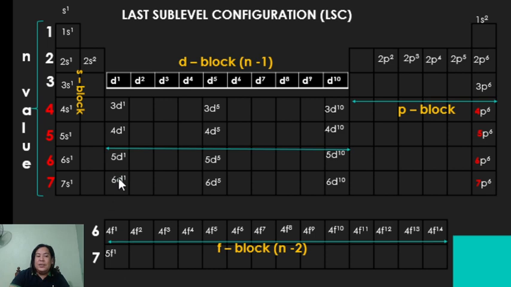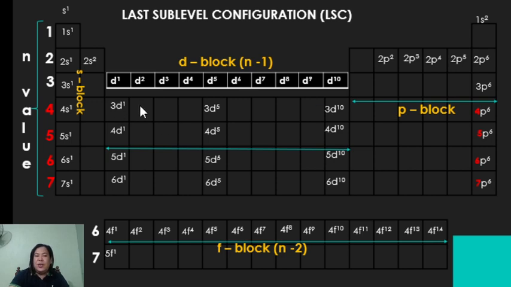6D1. 5D1 rather, and then 6D1. Kasi 4 minus 1, that is 3. 5 minus 1, it's 4. 6 minus 1 is 5. And then 7 minus 1 is 6. And then, papunta na dyan.